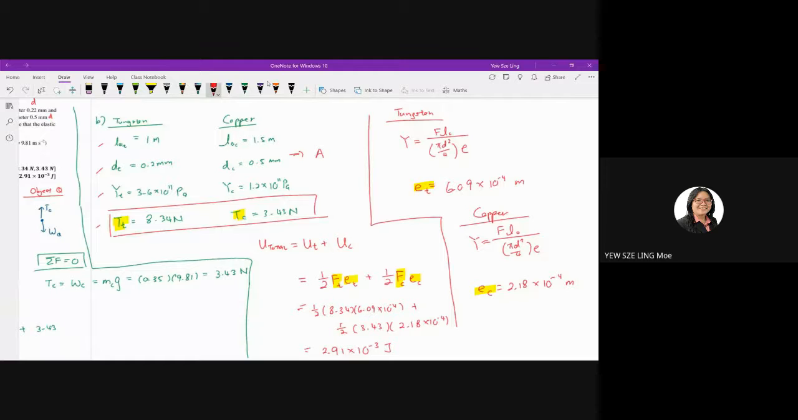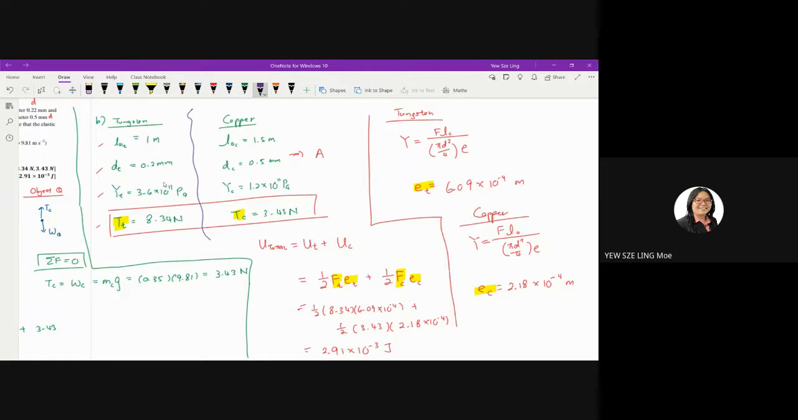In the exam, it is always a good idea to list down the information first so that you know which information belongs to the tungsten wire and which information belongs to the copper wire. You cannot mix them up. If you mix them up, then you will get the wrong answer. Always separate the information according to the materials given, so that you know what information you have and what information is to be used to calculate the other things that you need.